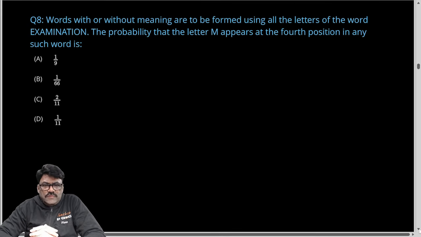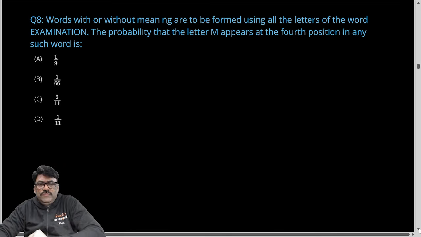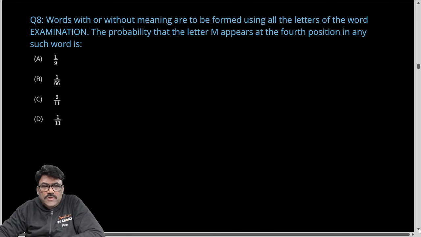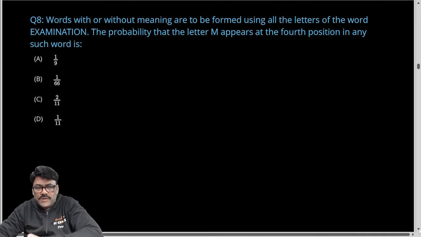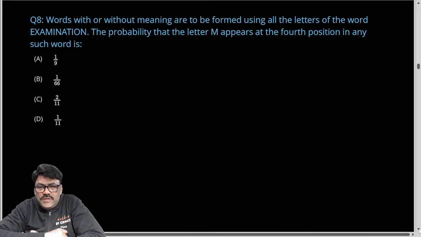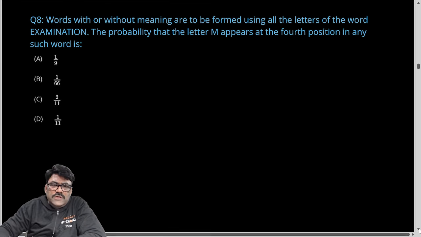See this question, this is from probability. They are saying that words with or without meaning are to be formed using all the letters of the word examination. Means you are forming words by arranging all the letters of this word. So then what is the probability that letter M appears at the 4th position? So actually there are 11 letters here. How many letters are there? 11 letters in this word.